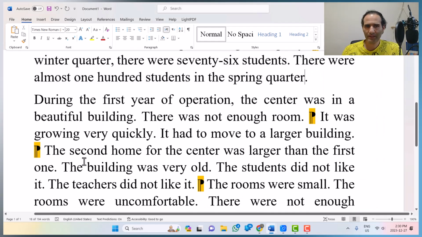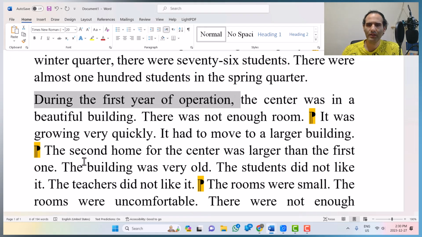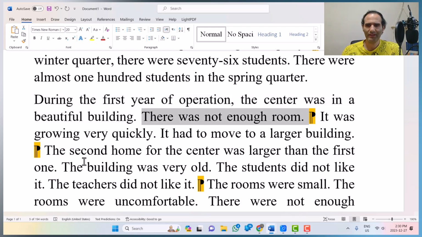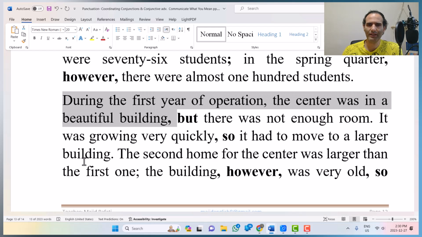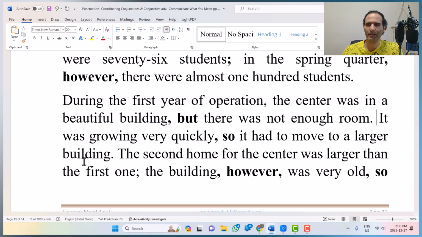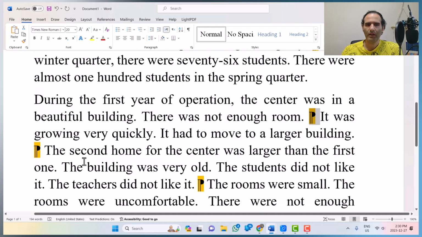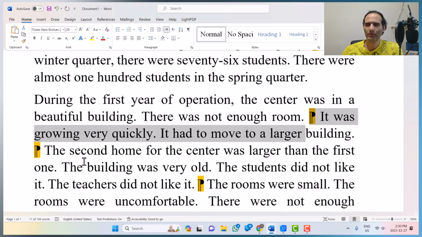During the first year of operation, the center was in a beautiful building. There was not enough room, so I can feel some sort of contrast again here. During the first year of operation, the center was in a beautiful building, but there was not enough room. It was growing very quickly. It had to be moved to a larger building.